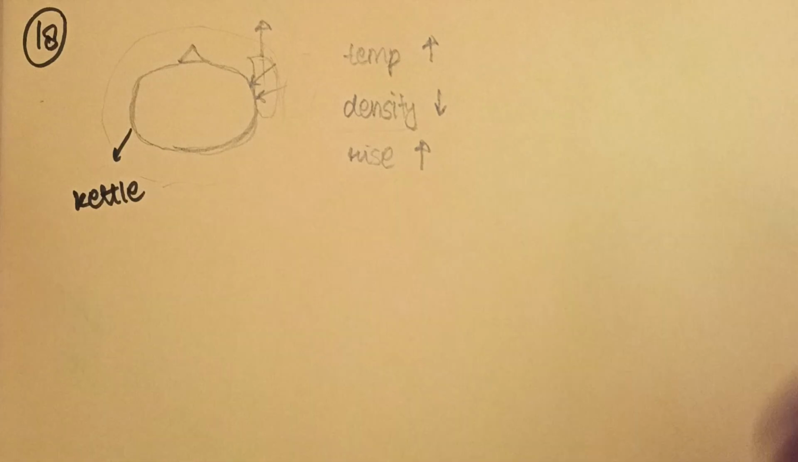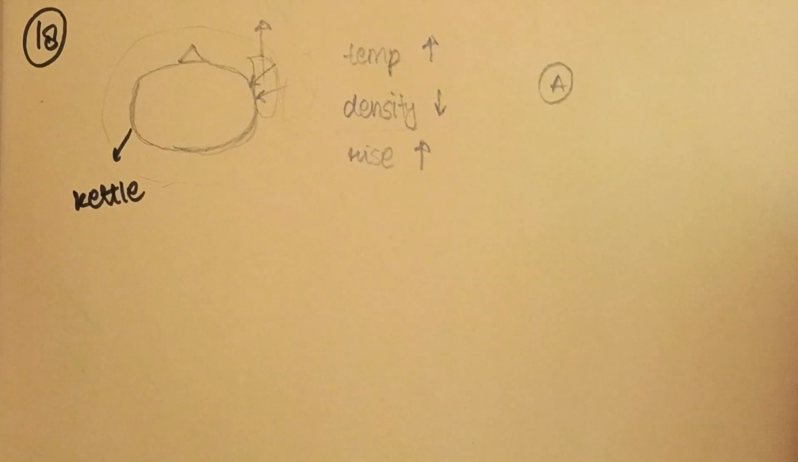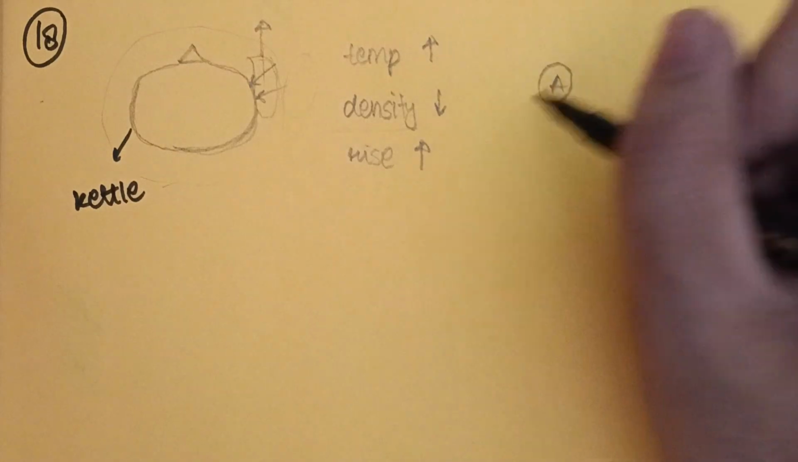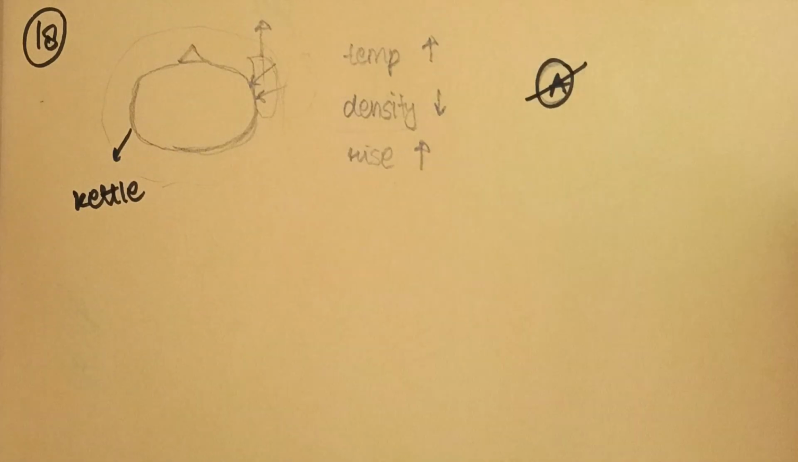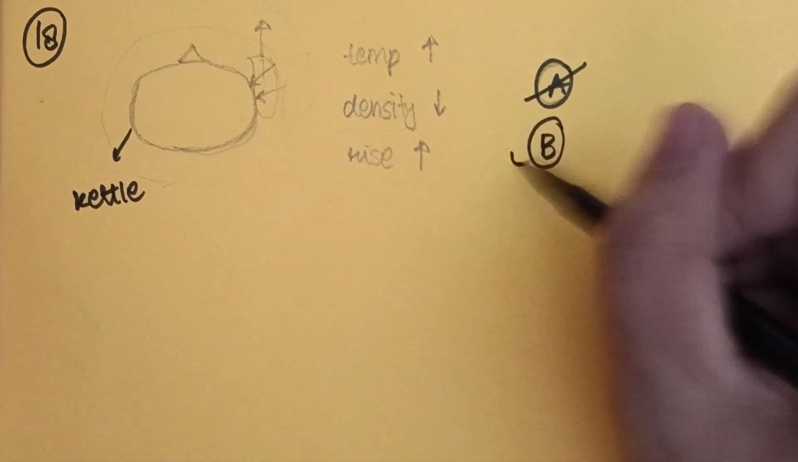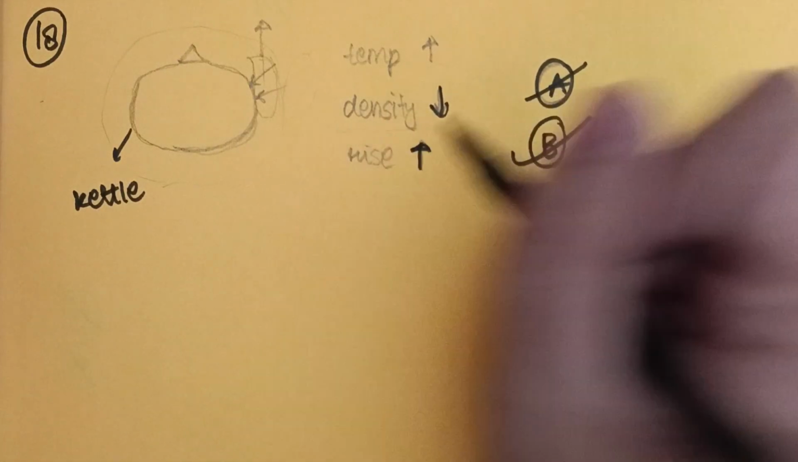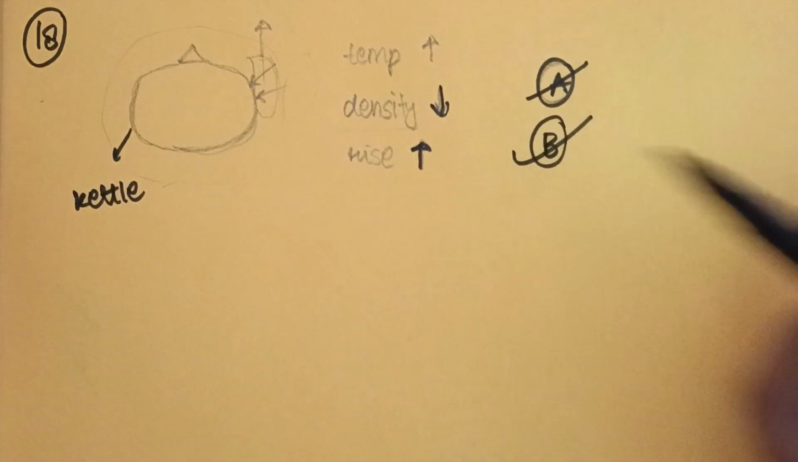A says the density of air decreases and air falls. Now, the density part is correct, but air will not fall. So, this option over here is wrong. Option B says the density of air decreases and the air rises. Okay, density decreases and air rises. This is absolutely correct. That is what we talked about. Density decreases and air rises. So B should be correct.